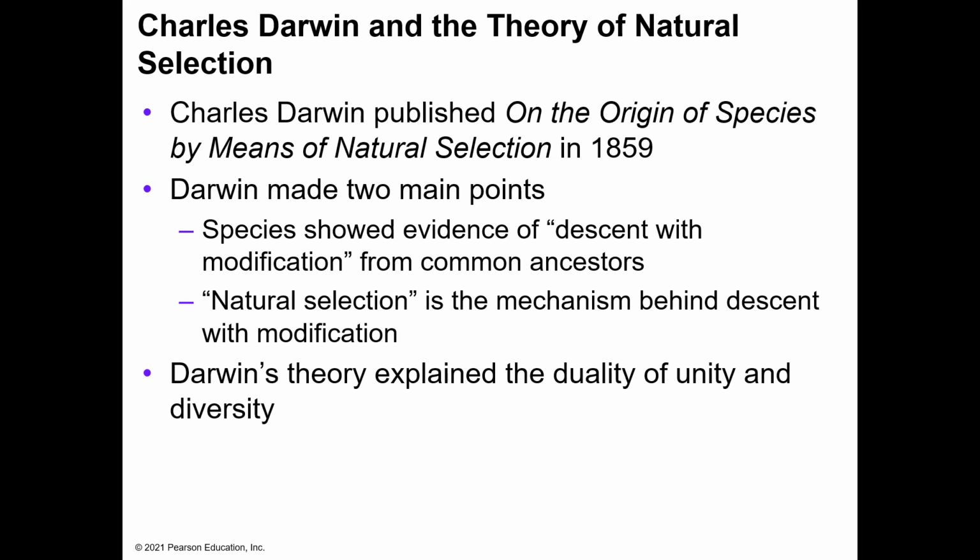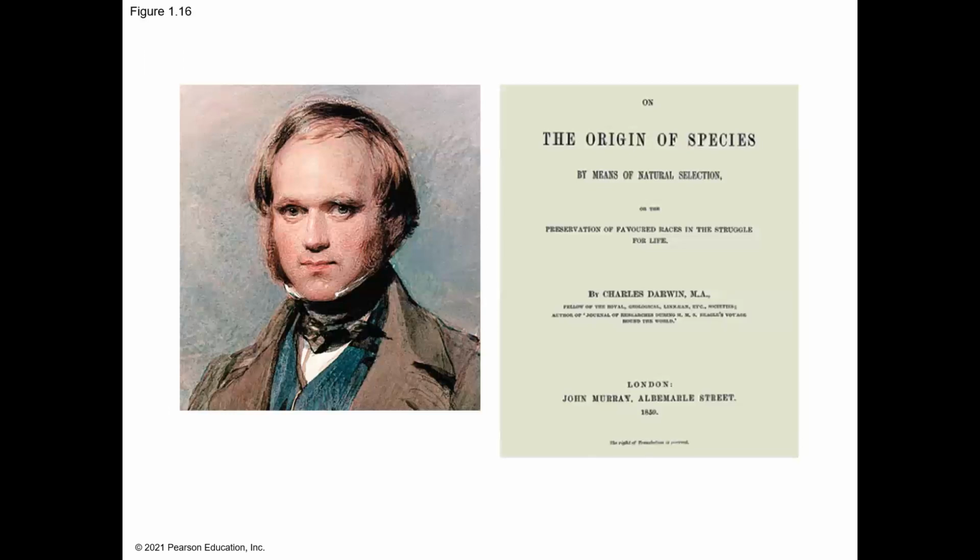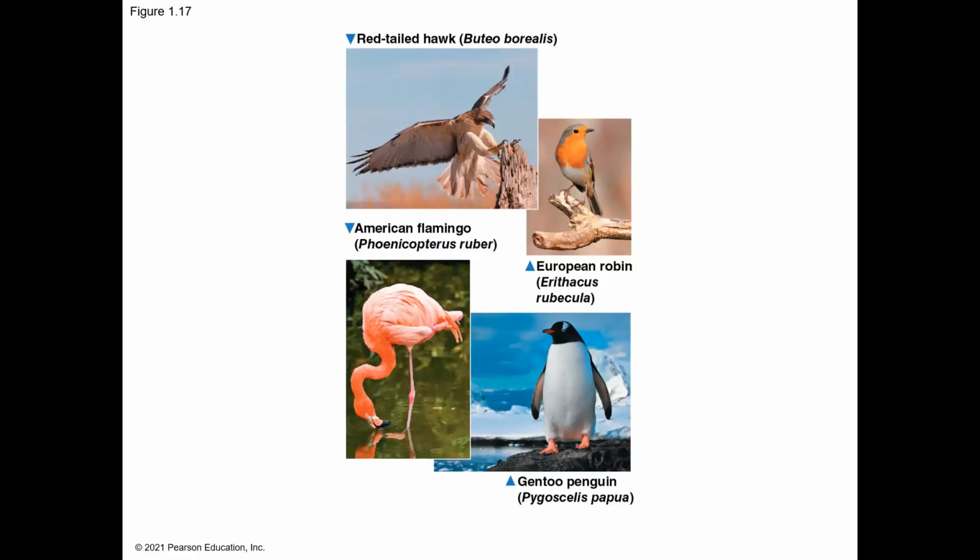So Darwin's theory explained the duality of unity and diversity. This is an image of a young Charles Darwin. He actually didn't publish his work until he was an older man. But Darwin originally did all of his research when he was a young man, the science observer on the HMS Beagle. When he returned from his voyage that spanned several years, I think 4 years, he ended up writing On the Origin of Species to explain his idea that while species can be different, they share characteristics and they're actually related.